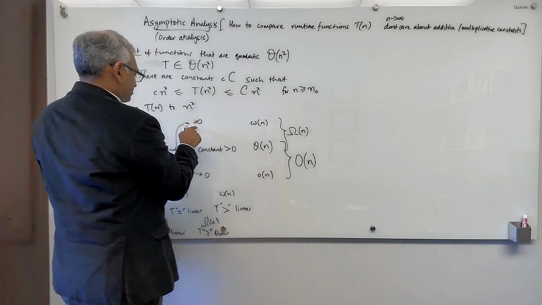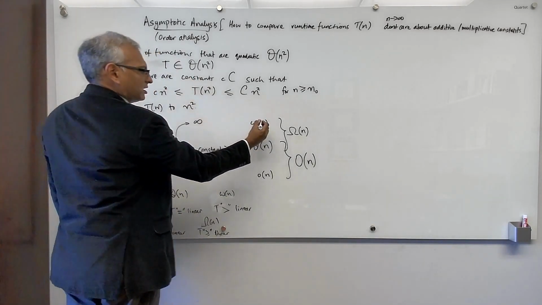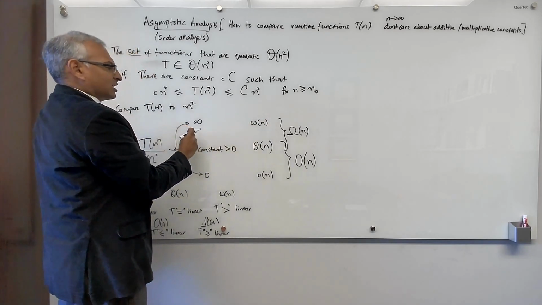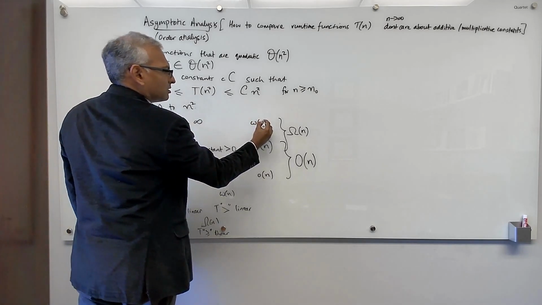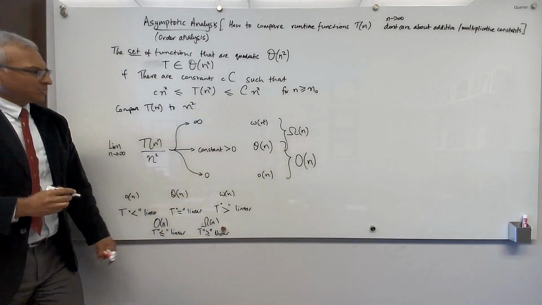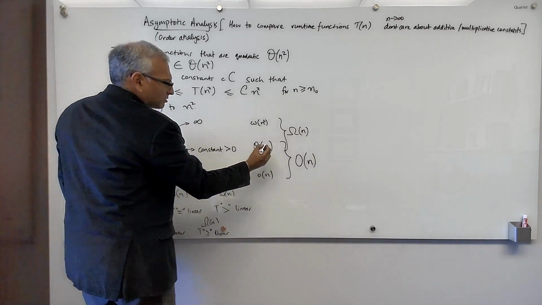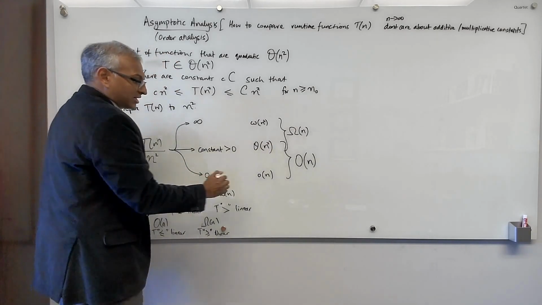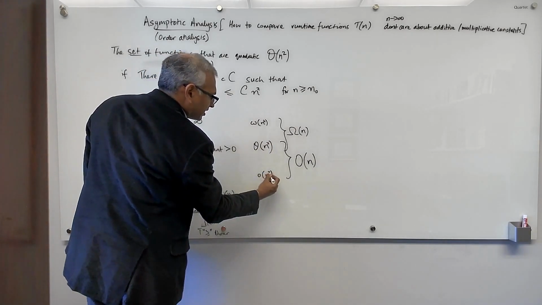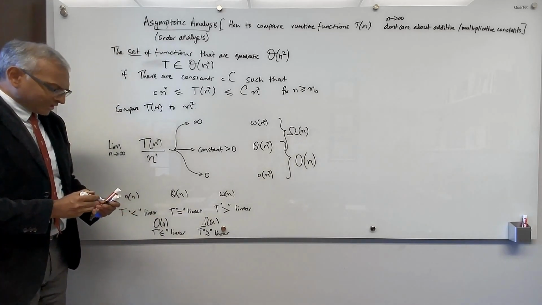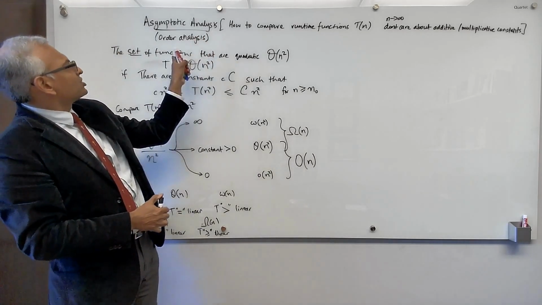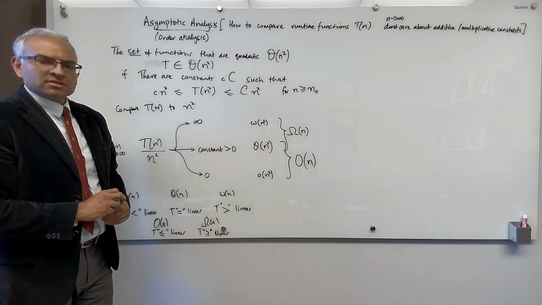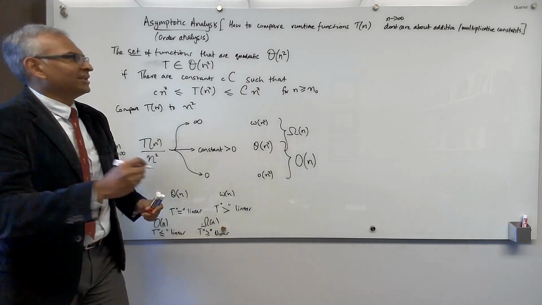We say that if t of n over n squared is going to infinity, the algorithm is strictly worse, or the running time is strictly larger than quadratic, and we call that little omega of n squared. Or it is quadratic, theta of n squared. Or it's much better than quadratic, strictly smaller than quadratic, little o of n squared. And you will soon realize that I can put any function you want here.